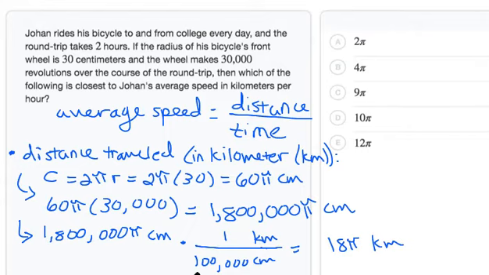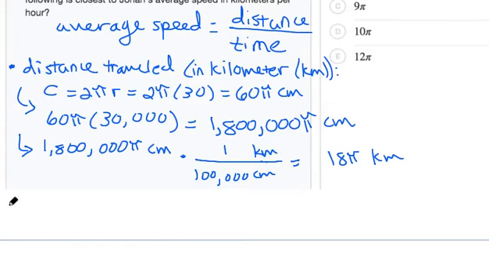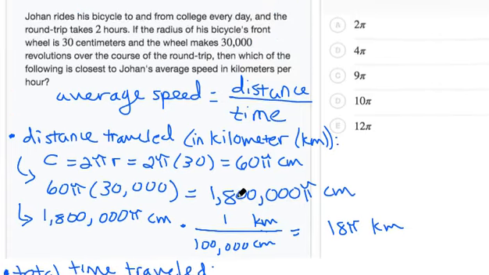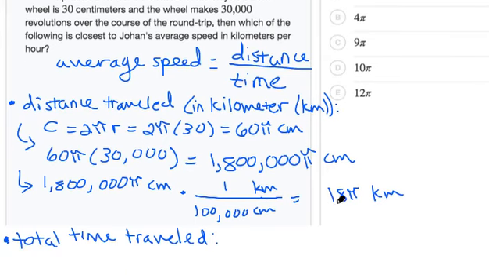Next, we need to find the total time traveled because the average speed needs both the total distance as well as the time. So let's go ahead and find the total time traveled down here. We are already given that the total time traveled is 2 hours. So we actually don't need to do much with this. We just need to gather the information. And if we scroll up, we can find that information here that the round trip takes a total of 2 hours. So we already have that given information.